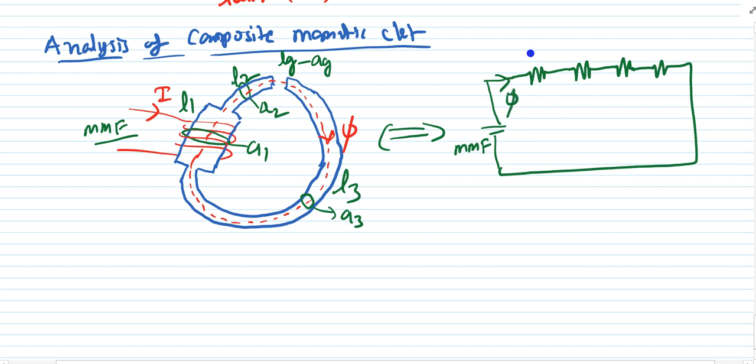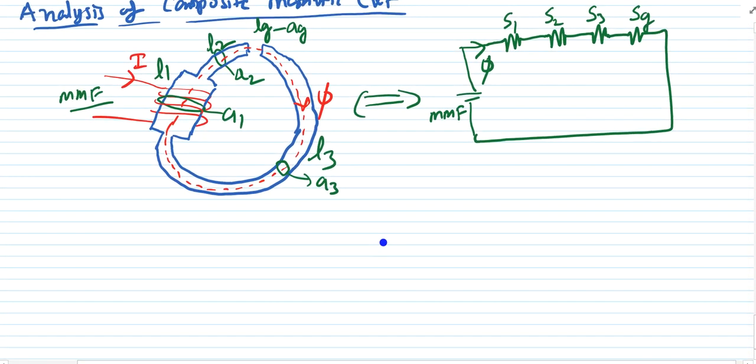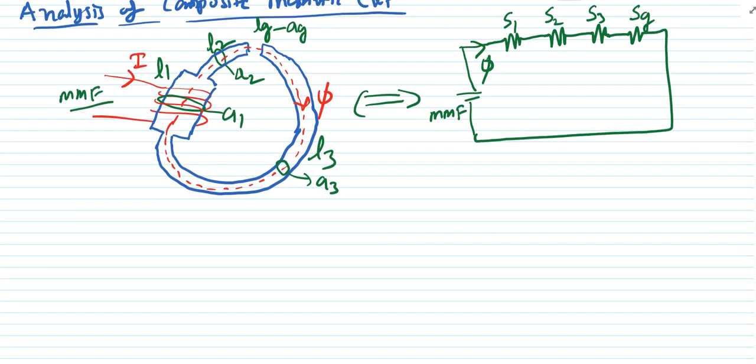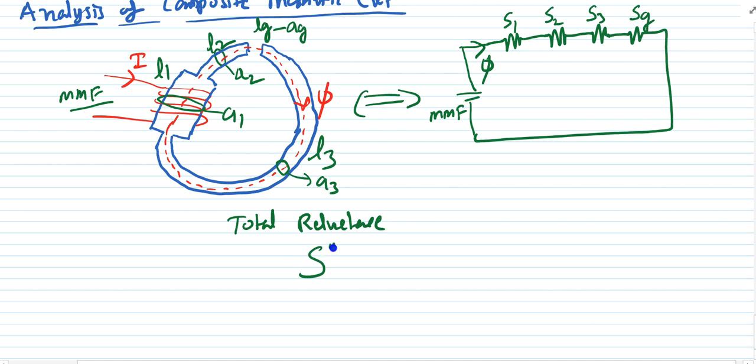This has a reluctance, you can say reluctance S1, this is reluctance S2, this is reluctance S3, and this is the Sg or air gap reluctance, you can say Sg also. Then it looks like some kind of circuit here, and if you want to calculate the total reluctance here, then what is the total reluctance? S, you can write, is nothing but S1 plus S2 plus S3 plus Sg, isn't it?